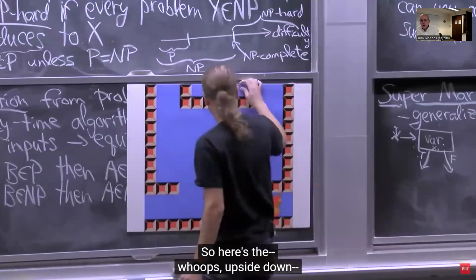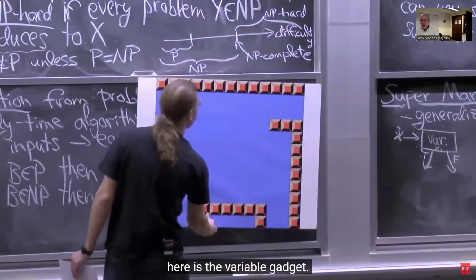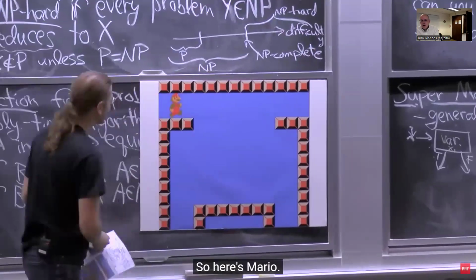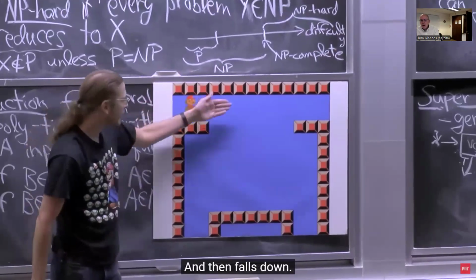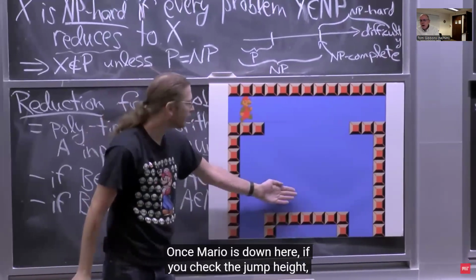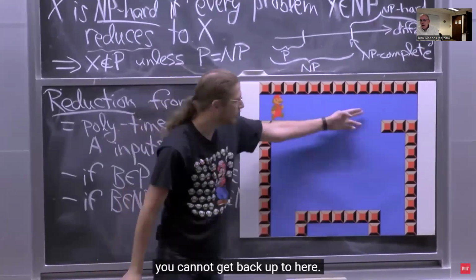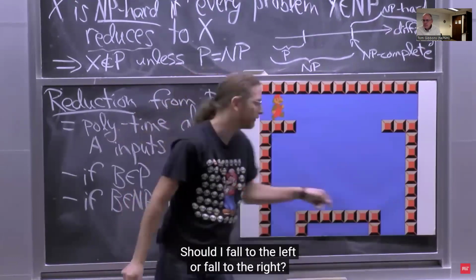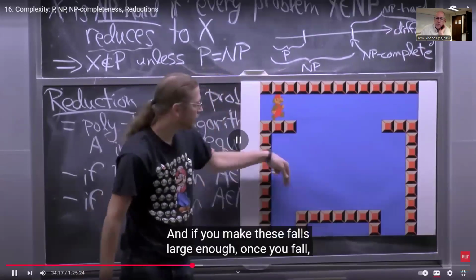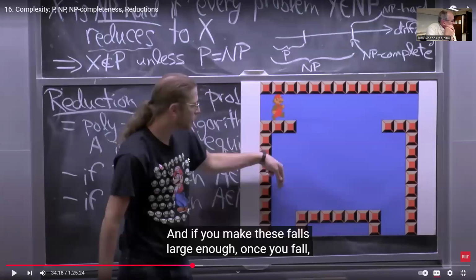Here's the variable gadget. So Mario could enter from this way or that way. We'll need a couple of hundred in a moment. And then he falls down. Once Mario's down here, if you check the jump height, you cannot get back up to here. So it's like a one-way. Once you're down here, you have a choice. Should I fall to the left or fall to the right? If you make this fall large enough. Have you guys played Mario enough? Does this make sense, that you went down and couldn't jump back up there because of the size? We'll get into big Mario versus little Mario in a little bit too.